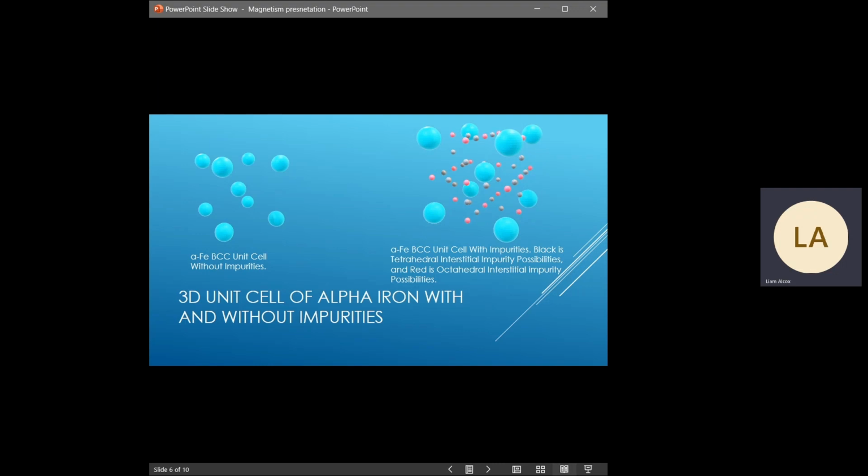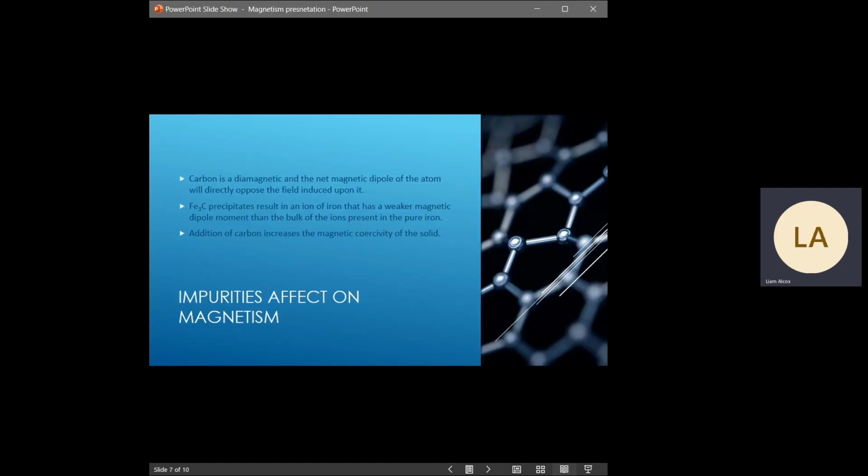Having said this, although impurities do negatively affect the magnetism of steel, the addition of carbon increases the magnetic coercivity of the solid. This means that steel with a moderate carbon content will take longer to magnetize, but can be converted into a permanent magnet once a significant magnetic field is applied. Soft iron, high purity iron, does not retain its magnetism as it both magnetizes and demagnetizes very quickly and with little applied magnetic field.